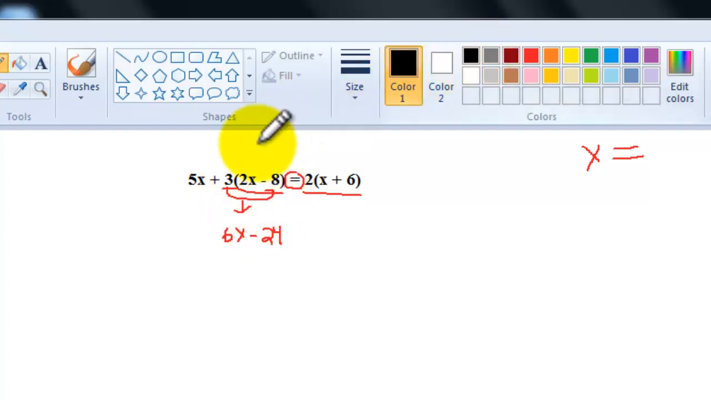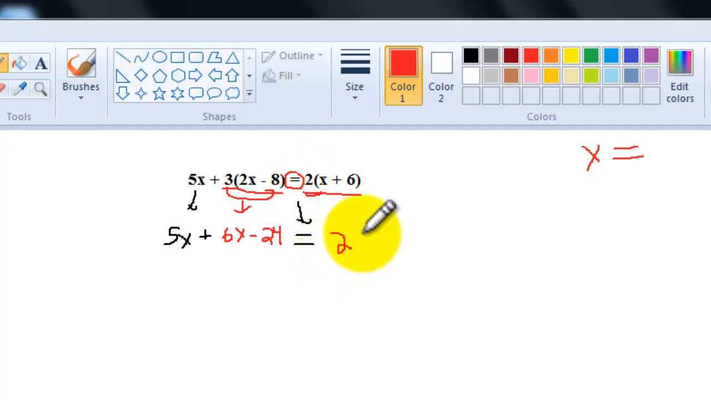Okay, so let's keep track of what we've been doing here. This hasn't changed. It's still 5x sitting there. This is a plus 6x because it was a plus 3 times a plus 2, so it's still plus. And now this is where we bring down our equal sign. That hasn't gone away. And we're going to simplify over here. So let's take the 2 times the x, and that will give us 2x. And then we'll do the 2 times the 6. That's a plus 2 times a plus 6, so that would be a plus 12.